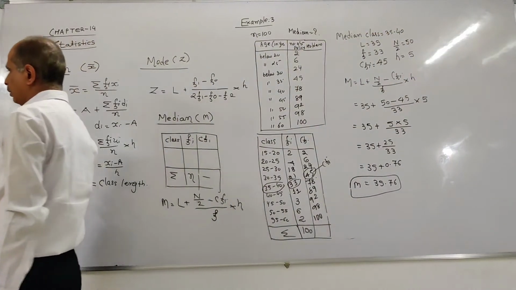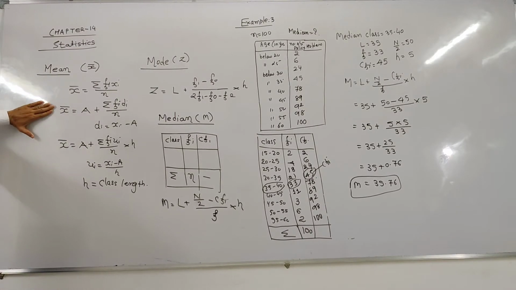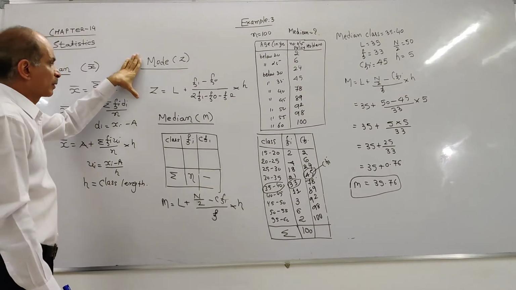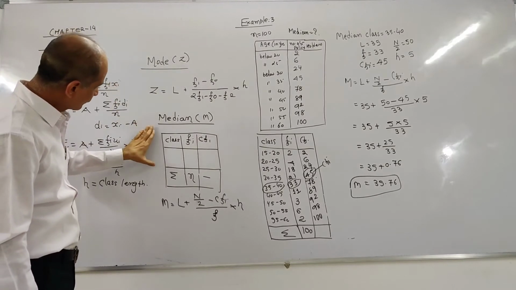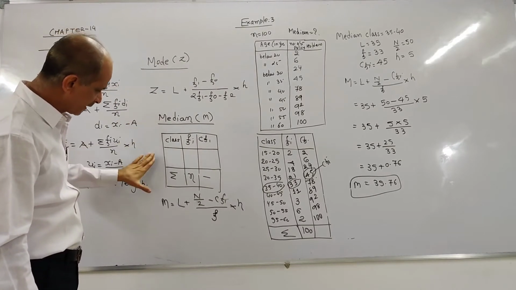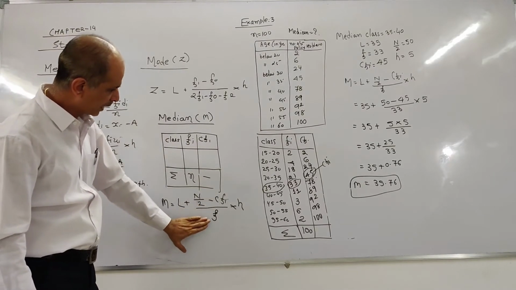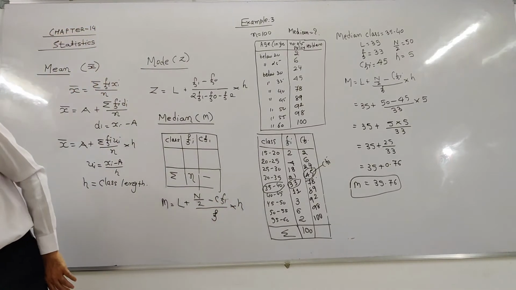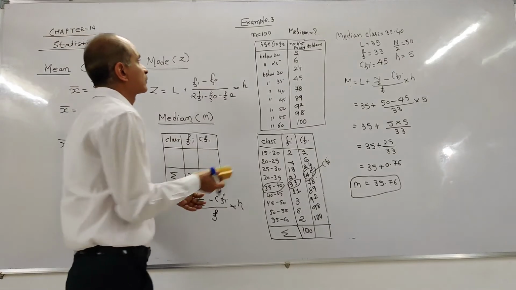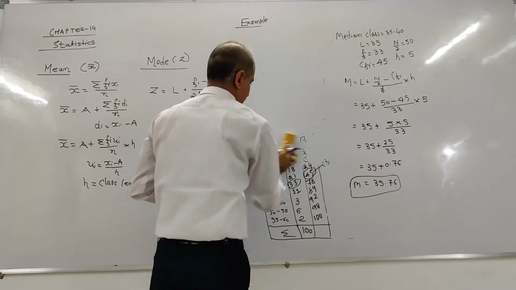Well, so friends, today first of all we have understood three formulae for mean, one very important formula for mode, how to find out the mode of the group data, and then we have discussed the median. M is equal to L plus N by 2 minus CFI upon F into H. We have already solved two examples. So today we have solved example 3. Now let me start example number 4.